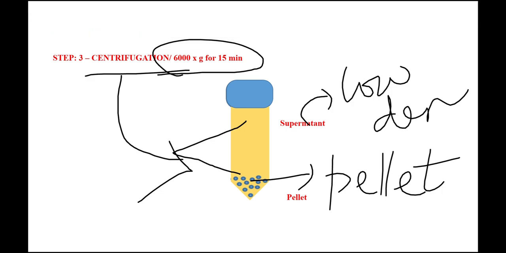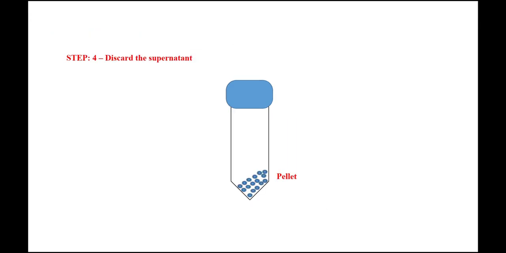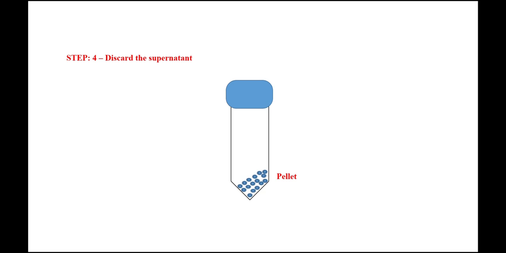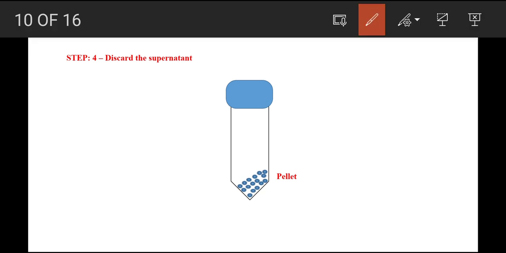Next, following the centrifugation process, it is our duty to discard the supernatant. What is supernatant? You all know that it is the layer containing low density molecules. So that is discarded, which means it is removed from the vial. No supernatant here. Following discarding of the layer with low density substances, the pellet alone is separated. The pellet purely contains the bacterial cells.